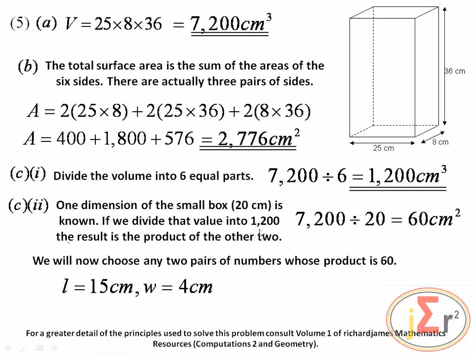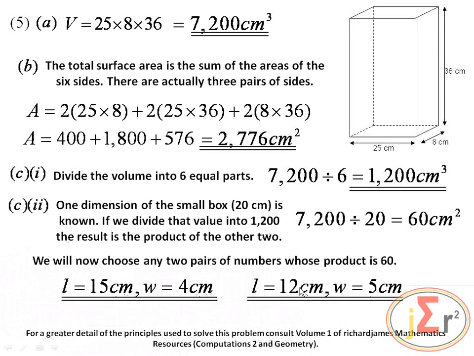To get this 60, we may use 15 times 4, so that's a possibility. And we may use 12 times 5, that's another possibility. Of course, we have other possibilities, but the statement of the problem requires us to choose 2.